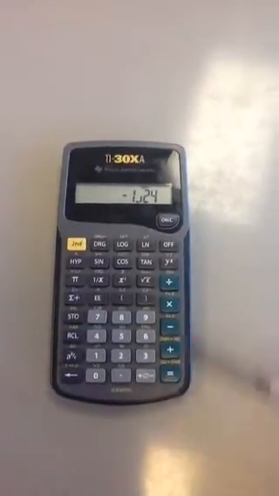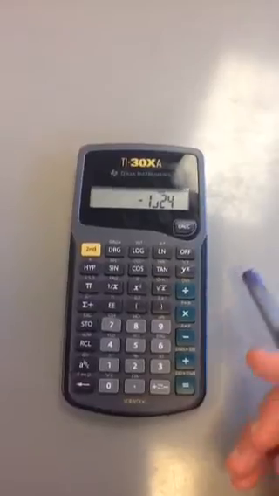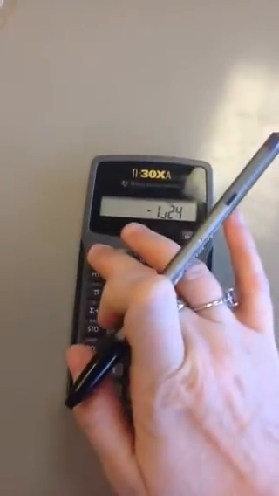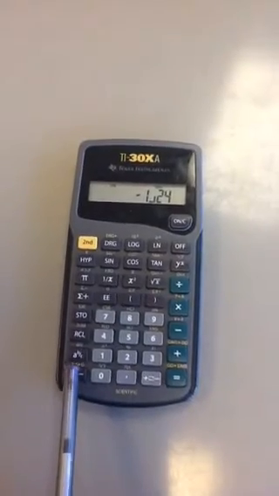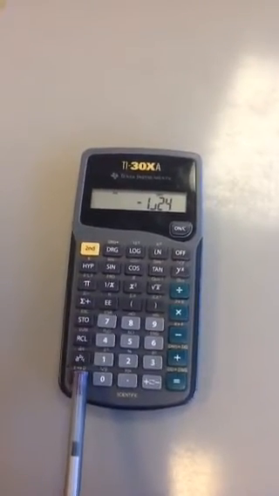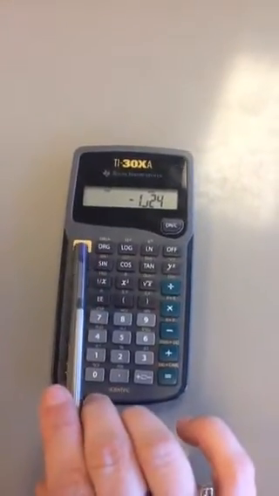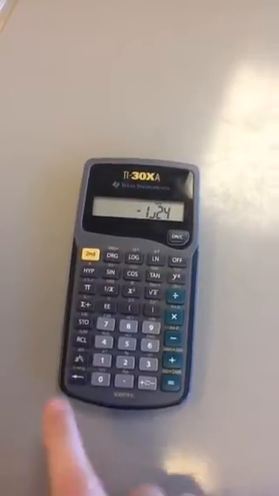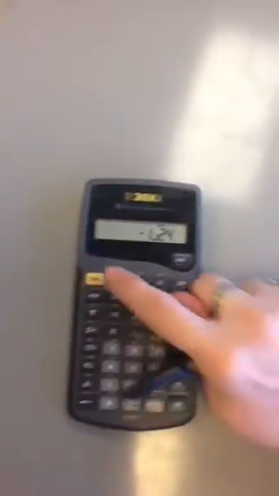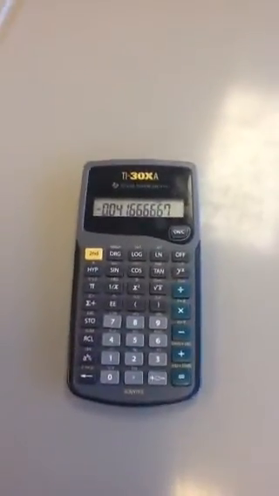Now, let's say we needed to take this negative 1 over 24, and we needed that to be a decimal number. So, you're going to hit your second key, and then if you'll look right down here above that arrow, it says F arrow arrow D. That means fraction to decimal and decimal to fraction. So, I would hit my second, and then I would hit my arrow key, and that's going to convert that to a decimal. So there you see it as a decimal.